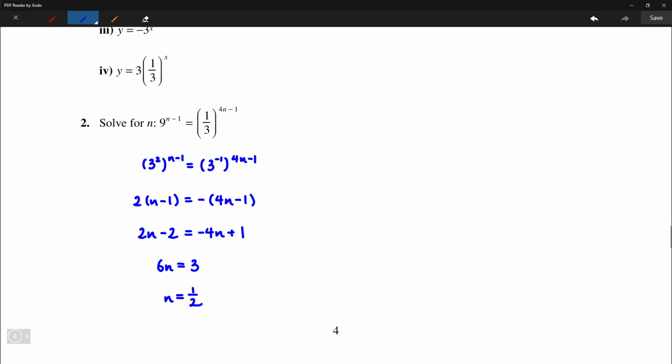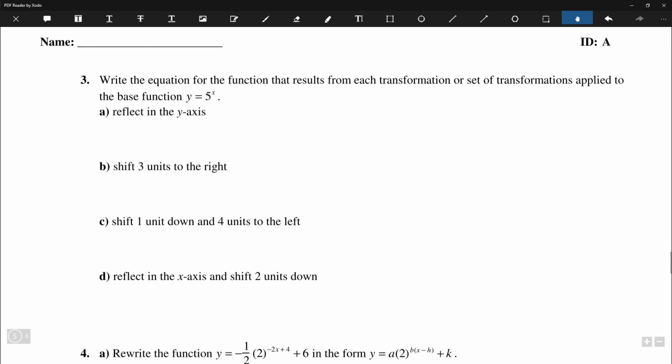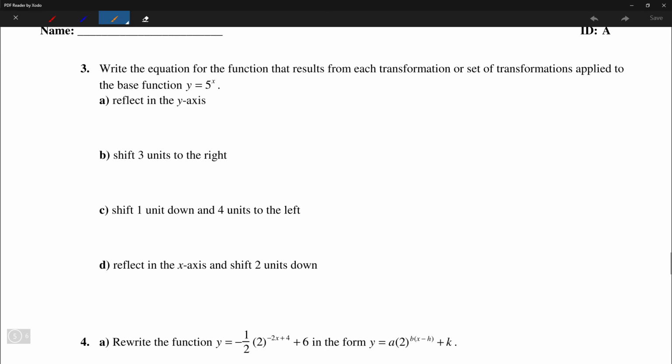Number 3. This one is about the transformation of the exponential function. Now, let's look at it one at a time. So the first transformation is simply a reflection in the y-axis. So the x in the equation becomes negative. That's it. Next one, if we were to take y equals 5 to the x and shift it 3 units to the right, then we'll have y equals 5 to the power of x minus 3.